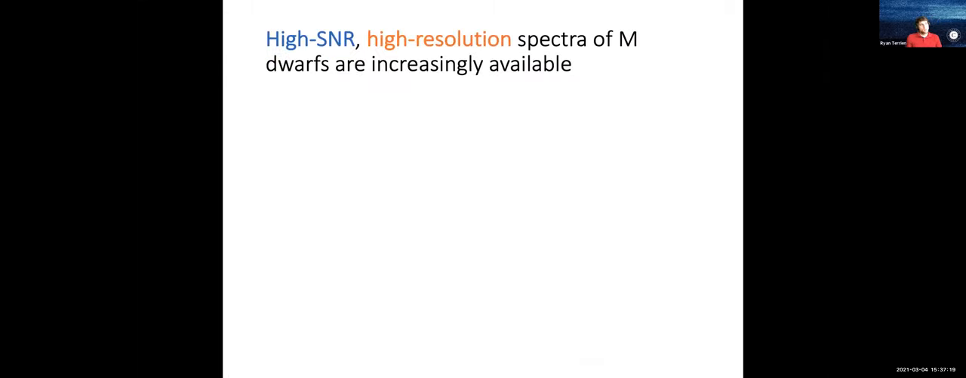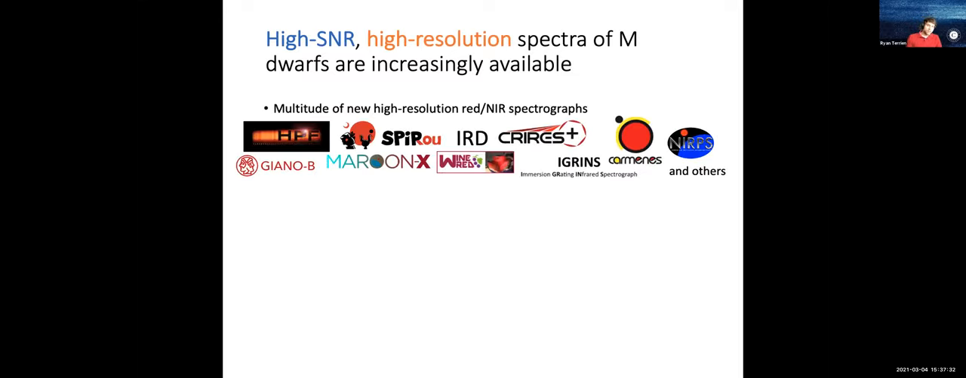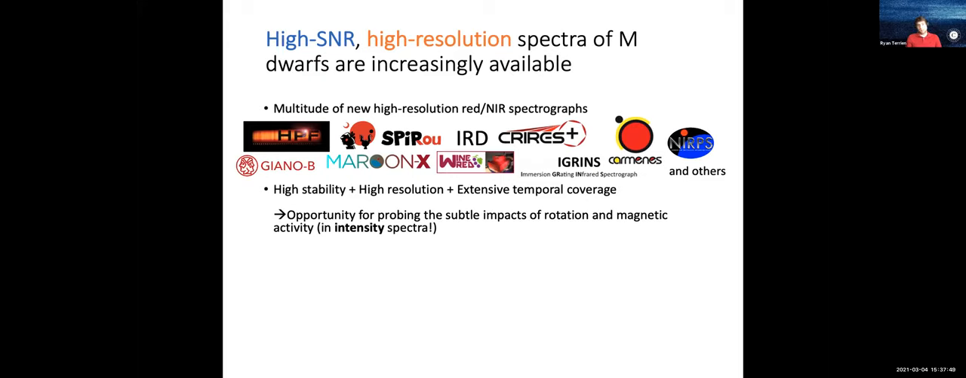I will argue here that there's the potential of getting another useful handle on rotation metrics for these types of stars because of the increasing availability of high quality spectra of them. This is driven in part by a bunch of newly available red and near infrared spectrographs, several of which are explicitly designed for detecting exoplanets around these types of stars. In those cases, these instruments are designed with high stability and high resolution as design principles, and they get used to observe the same M dwarfs over and over again for long periods of time. These data sets present an opportunity to go exploring for potential hints of rotation and magnetic activity in just the intensity spectra. We don't have a polarimeter, and I'm not talking about polarimetry in this talk, just the intensity spectra, and seeing what we can do there.